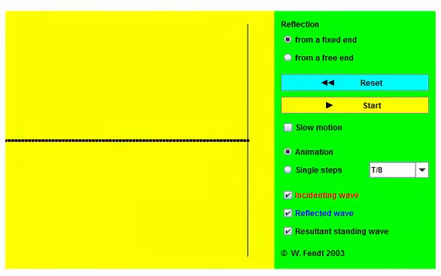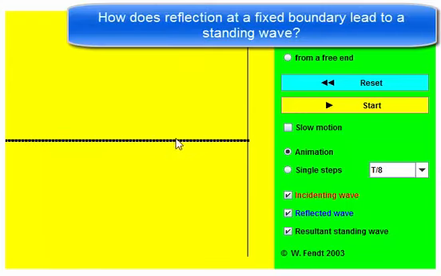Alright, we'll now have a look at how we can form a standing wave by disturbing a string so that a continuous traveling wave travels towards a fixed boundary and reflects and interferes with itself, really. So the reflected wave interferes with a wave that's still incident on the boundary. Let's have a look at what that looks like.